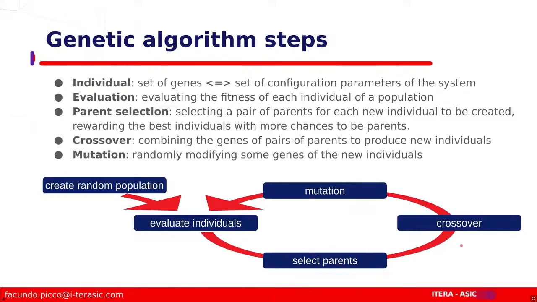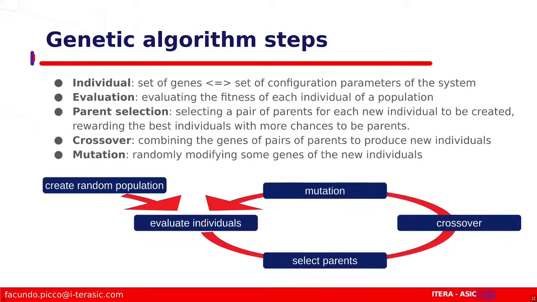Now, once we select the parents, what we need to do is to generate the new individuals, and that's made by combining the genes of a pair of parents to produce new individuals. And at the end, we add some mutation, which is basically randomly modifying some of the genes of the new individuals in order to add some extra variation and genetic diversity to the population. Basically, one loop of that closed loop is a generation, and this runs for multiple generations until the resources are over or until a good enough solution is found. So that's very quickly what a genetic algorithm is.